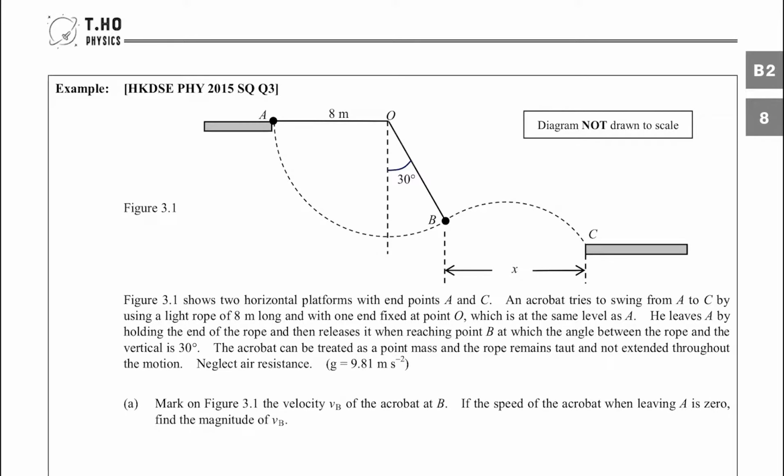Here we come to DSE Physics 215 structure question 3. Here we have a pendulum, an acrobat, trying to swing from A to C. Here's what he has done. He grabs a string of length 8 meters and swings from A to B in a pendulum motion. At point B, he releases the string, so he continues the motion along a projectile path.